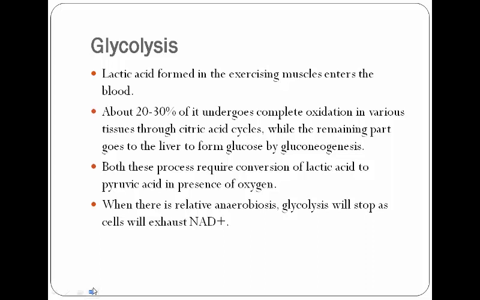If the unavailability of oxygen increases, relative anaerobiosis occurs and glycolysis will stop as the cell will exhaust its NAD. So at a certain time the process continues, and if oxygen becomes available, reconversion to pyruvic acid occurs. If it is not present, then after a certain time glycolysis will stop as the cell will exhaust coenzyme NAD.